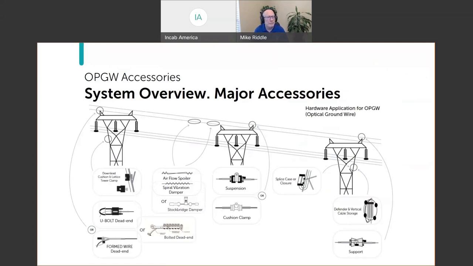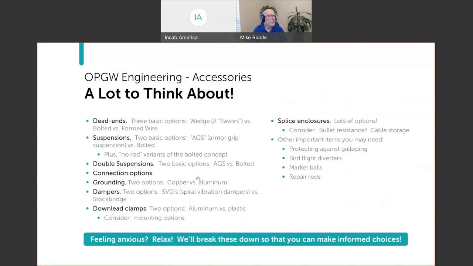So here's a pictorial overview of how accessories are used with OPGW. You can see up at the top, you can have your dead ends. Got three choices there. You can have suspensions, two choices there. You might also have a support. We'll talk about that briefly. When you have dead ends and you're splicing, you'll have your downlead clamps and a splice case. You might also have a bullet resistant housing and cable storage. We'll talk about those as well. Mid-span, you might have dampers, SVDs, spiral vibration dampers, or Stockbridge dampers, and you could even have an airflow spoiler, and we'll talk about all of those as we continue.